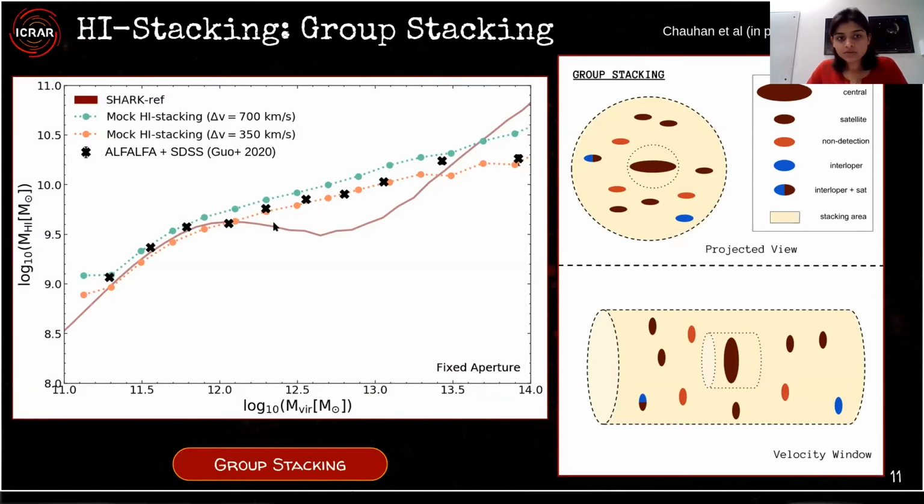The maroon faded line here is the one that we get from SHARK, the intrinsic HI-halo mass relation that we get from SHARK. So as you can see from here, once we employ the mock stacking techniques, we are really close to the observed results, and we can recover the shape and also the observations. So this is the first stacking technique.